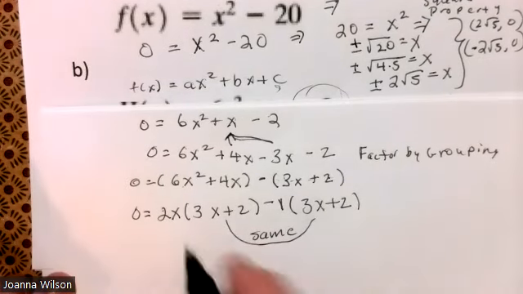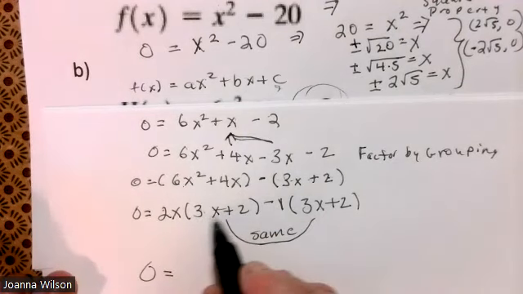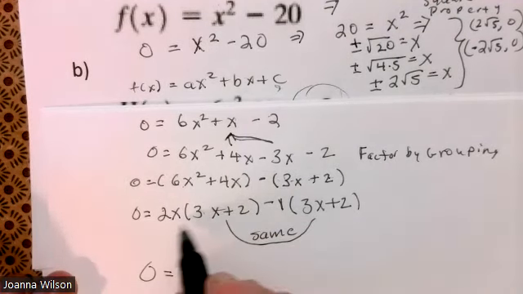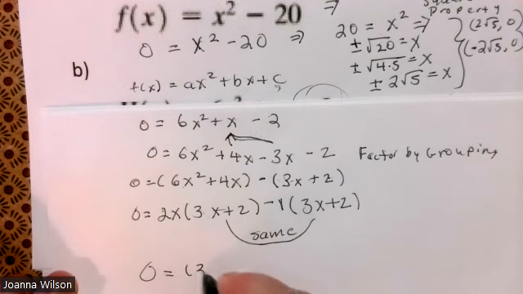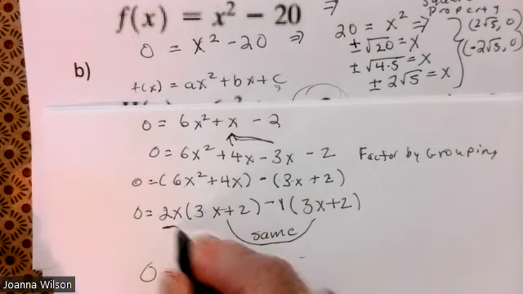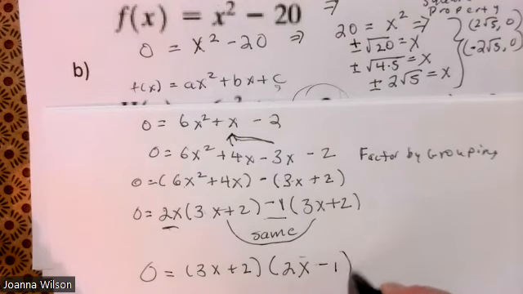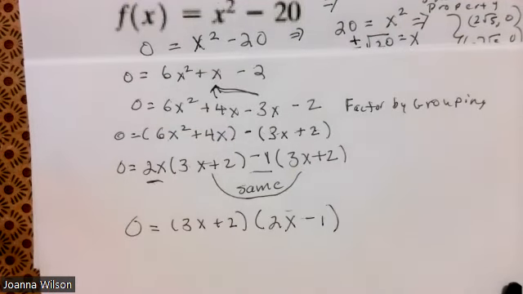So they are. So now what I do is I factor out, this is a common factor to the two terms. I factor out that common factor. Be sure you use your parentheses everywhere. And then what's left is a 2x and a minus 1. And now I have it factored.